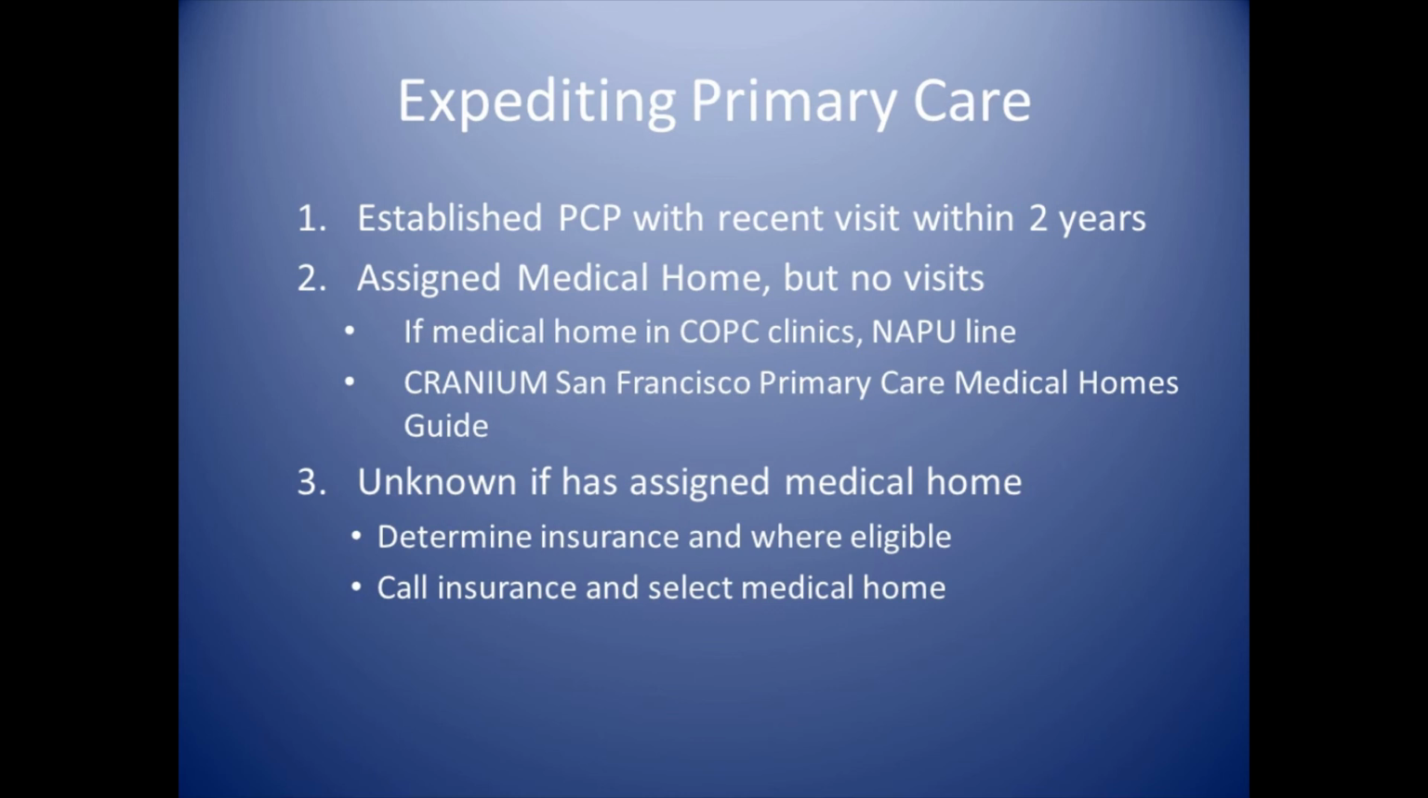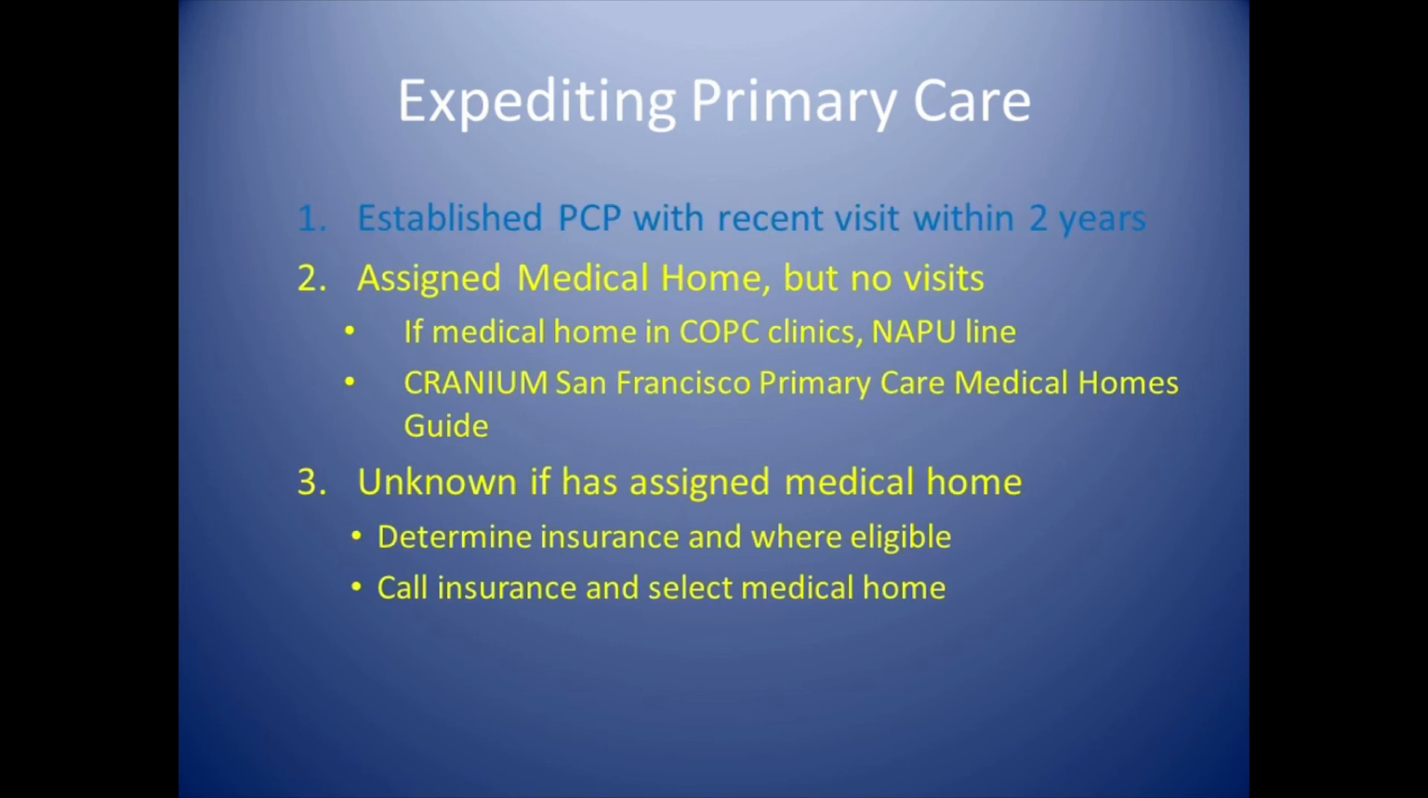One of the known challenges in the system is getting people into primary care. So I wanted to discuss some strategies for expediting primary care in these patients. Obviously, if a patient has an established primary care provider with a recent visit within 2 years, then when patients have any abnormality, the key is communication with these primary care providers.